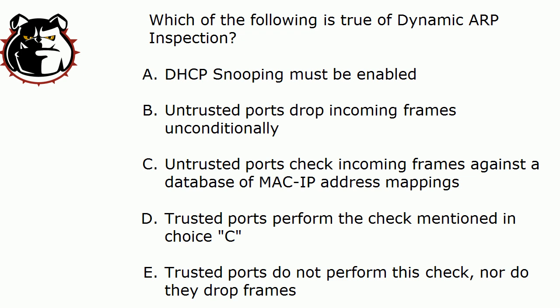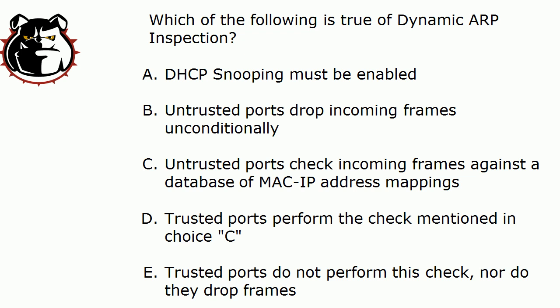Going from top to bottom, A is true. DHCP snooping must be enabled because it's DHCP snooping that actually builds the database that we're talking about in some of the other choices. Now, between B and C, it's really easy to think, well, if it's an untrusted port, it's going to drop frames unconditionally. And that's why I wanted to mention it here. You do have some services that are like that, but what DAI does, if the port is untrusted, it doesn't just drop the incoming frames. It's going to check those incoming frames against a database of MAC to IP address mappings.